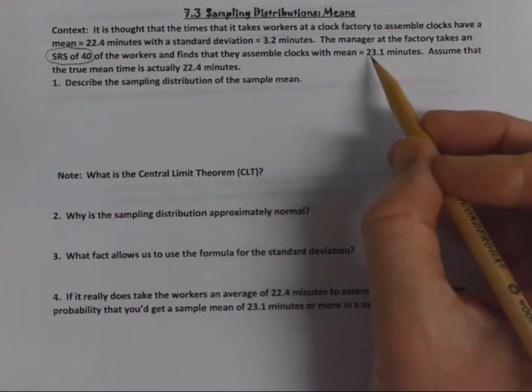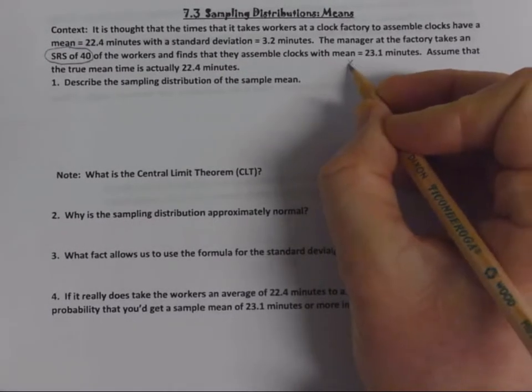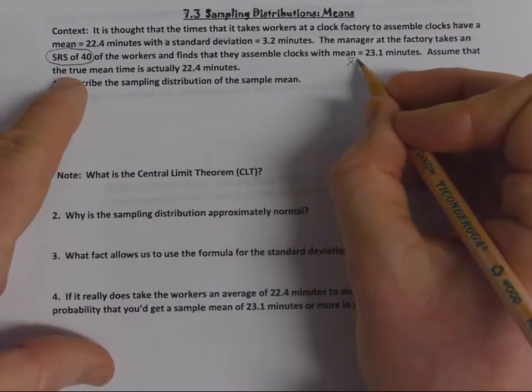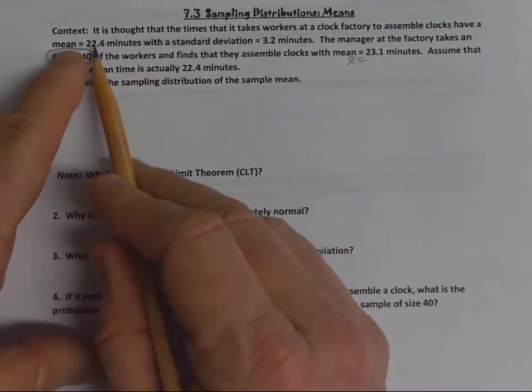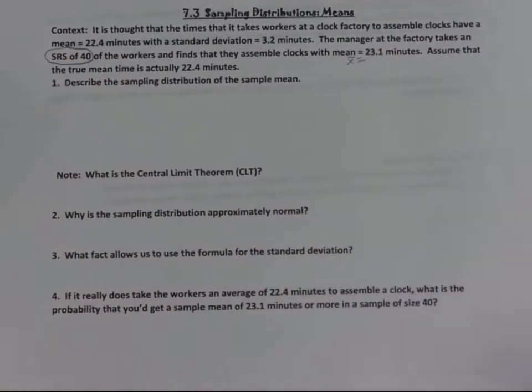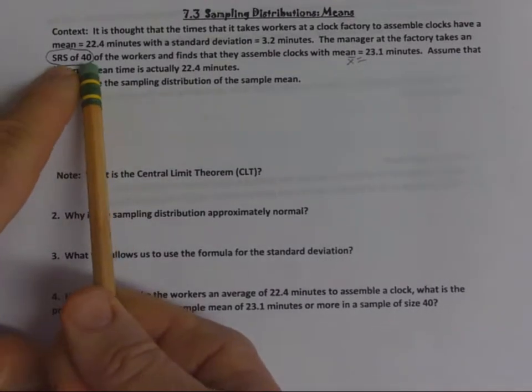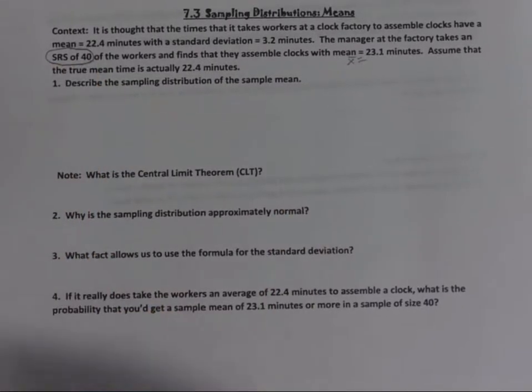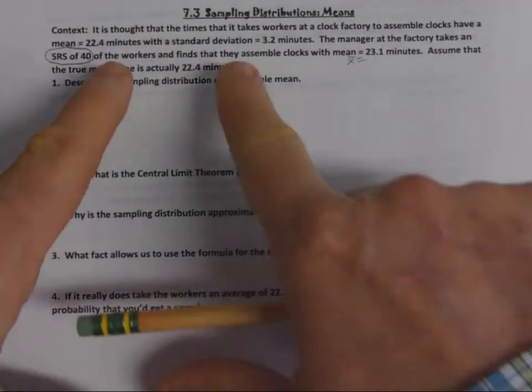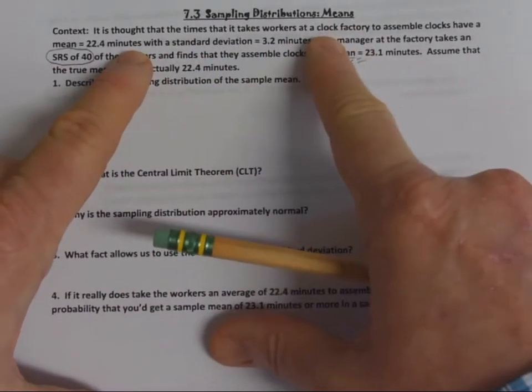And so this 23.1, that is a sample statistic. That is a sample mean. It is the mean of those 40 workers, not of all of the workers. Now, we don't know how many workers there are at this factory. We really have to assume there's more than 400 because our population size has to be at least 10 times our sample size. But our population here in this situation is all of the workers in this factory.